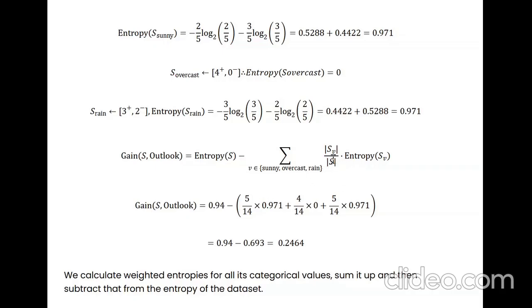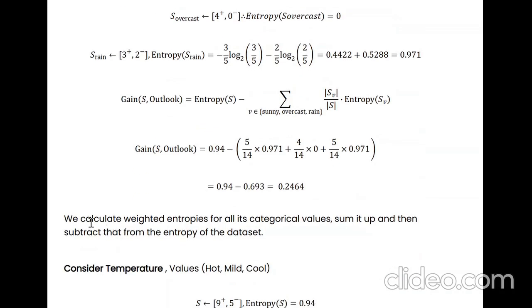And total, how many records do we have in the data set? 14. So, 5 by 14 into 0.971. Okay, similarly for overcast, mod of SV, how many instances of overcast are there? 4 out of 14 into entropy of overcast, which is 0, plus how many instances of rain are there? 5. 5 upon 14 into entropy of rain, which is 0.971. So if we calculate this, it will come out to 0.2464.